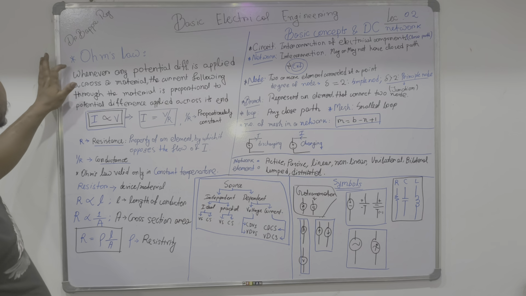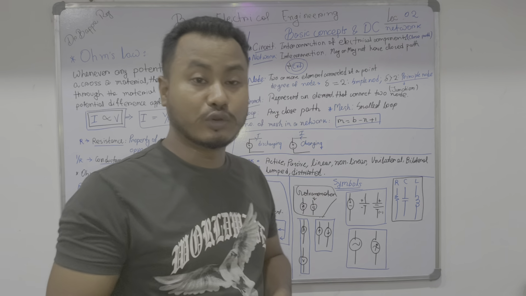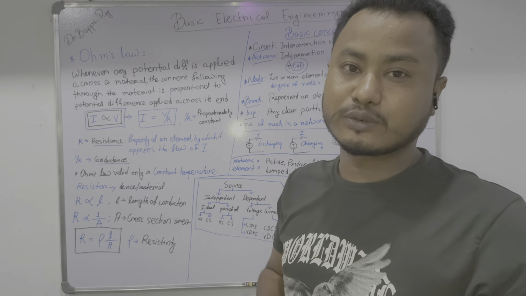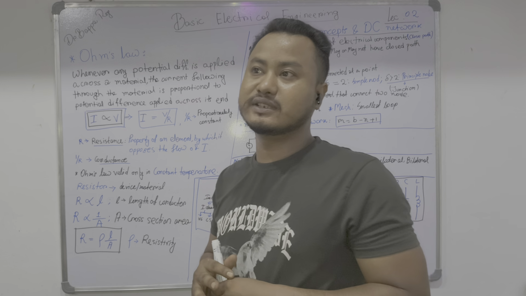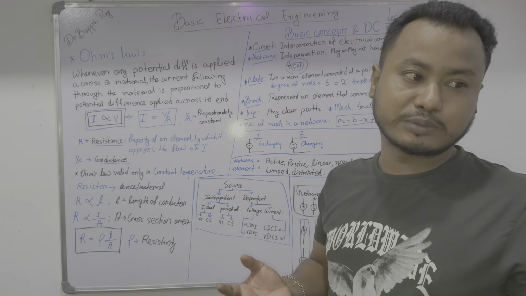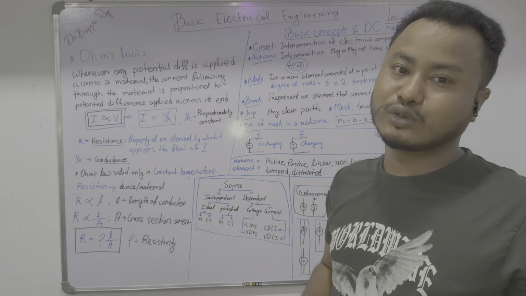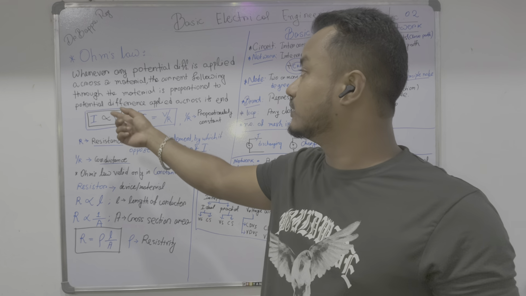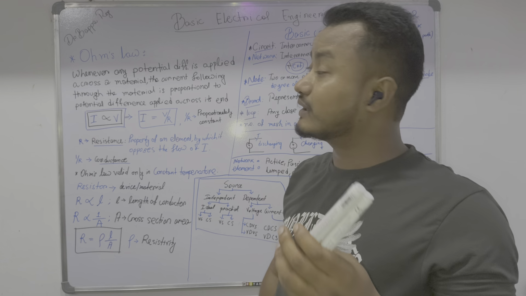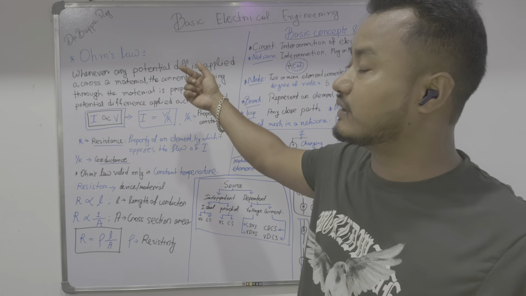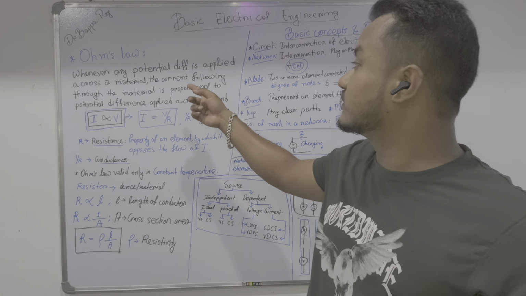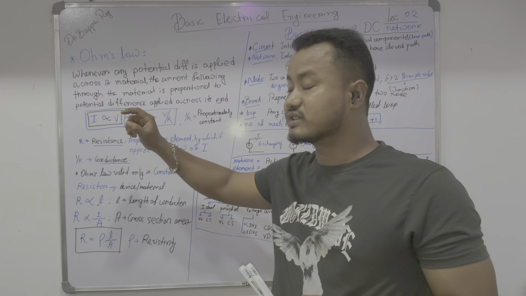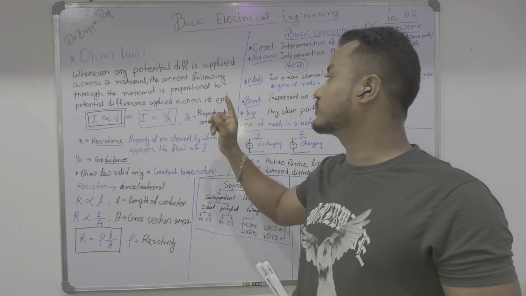So let's start. First, Ohm's law. We will not go that much deeper. In class or everywhere, people will say V is equal to IR. That is Ohm's law. The proper way is to say I is directly proportional to V. If we say it properly, whenever any potential difference is applied across a material, the current flowing through that material is proportional to the potential difference applied across its ends.